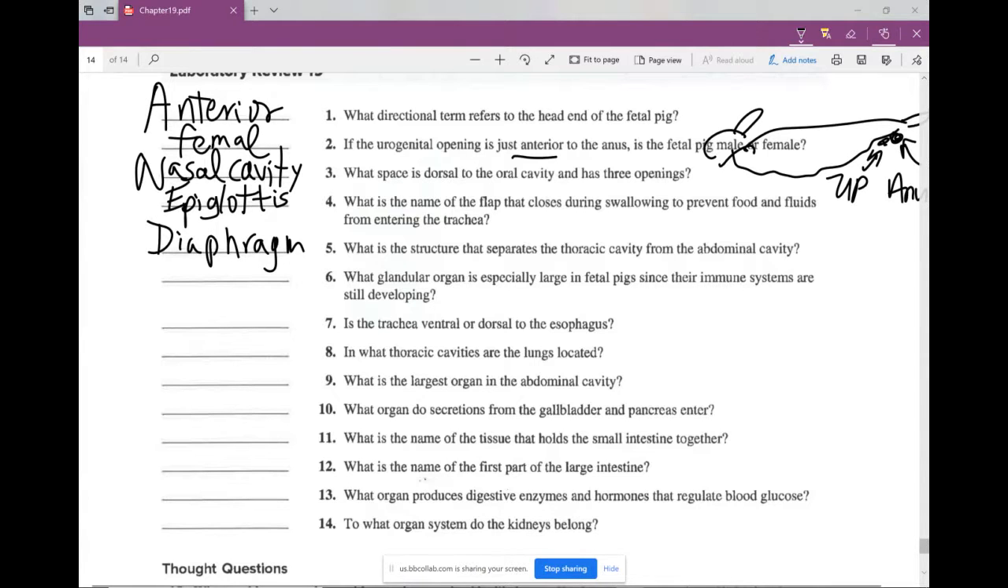What glandular organ is especially large in fetal pigs since their immune systems are still developing? Okay, you have the thymus gland. And I told you this is especially large because it extends up around the neck and all the way down and covers the heart also. Is the trachea ventral or dorsal to the esophagus? Okay, so the trachea would be ventral to the esophagus. The esophagus is dorsal to the trachea.